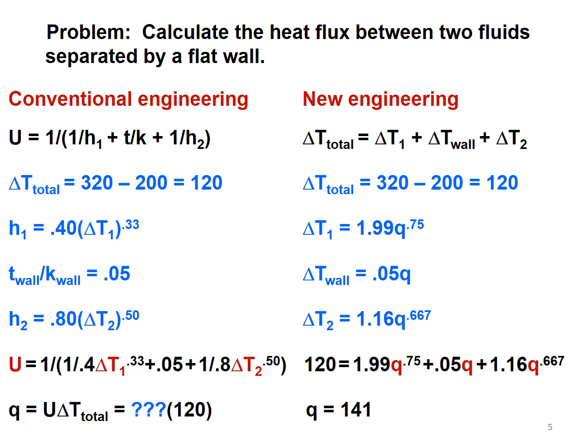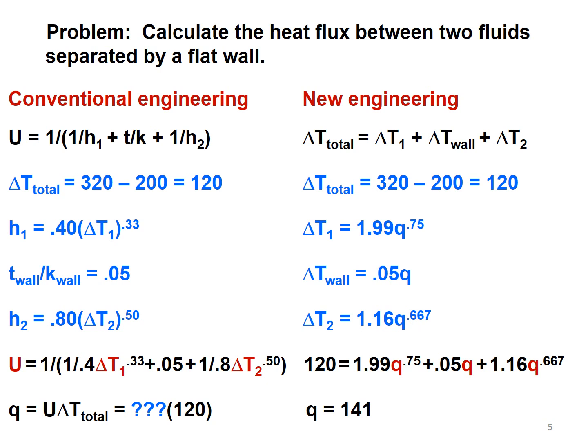This table compares conventional engineering and the new engineering by using both of them to determine the heat flux between two fluids separated by a flat wall. The equations in the first row are the equations used to solve this type problem. The blue equations are the given information. Except for the bottom two rows, the equations on the left are identical to the equations on the right. They say exactly the same thing.